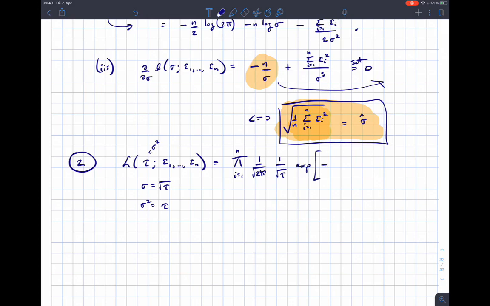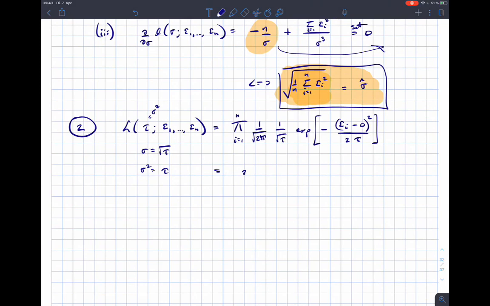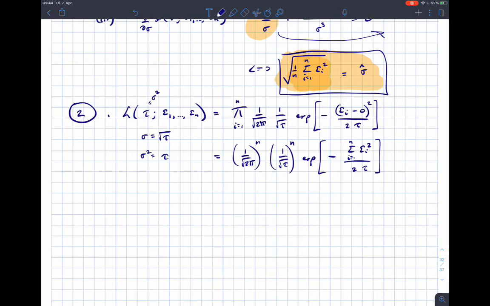e raised to the minus epsilon i minus 0 squared, and then here we have our tau, which is sigma squared. And if we simplify it, we get 1 over root 2 pi to the power n, 1 over root tau to the power n, e raised to the negative sum of the squared epsilons over 2 tau. Okay, so that's the likelihood.